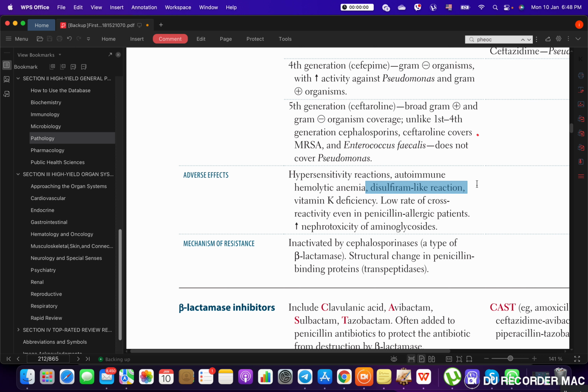Okay, so vitamin K deficiency. How can an antibiotic lead to vitamin K deficiency? Well, let me explain it actually.